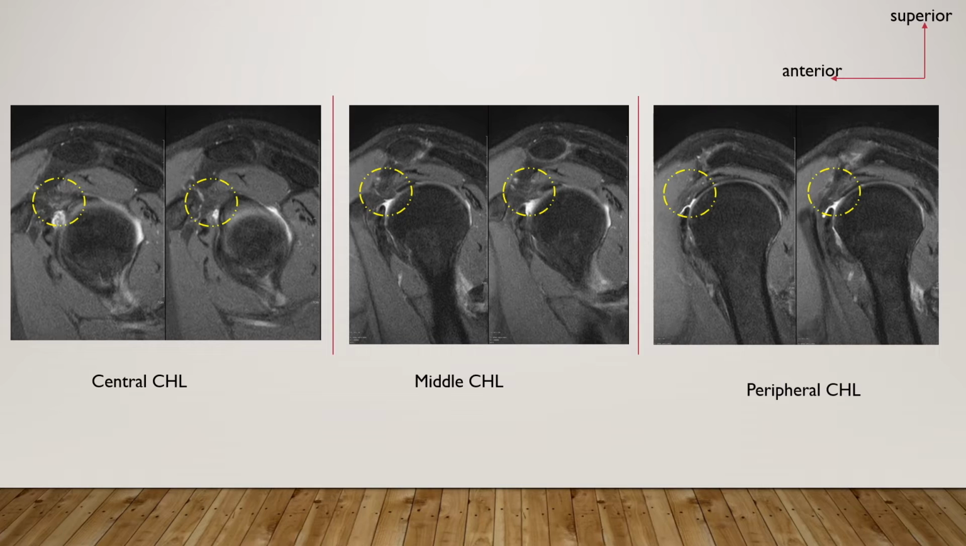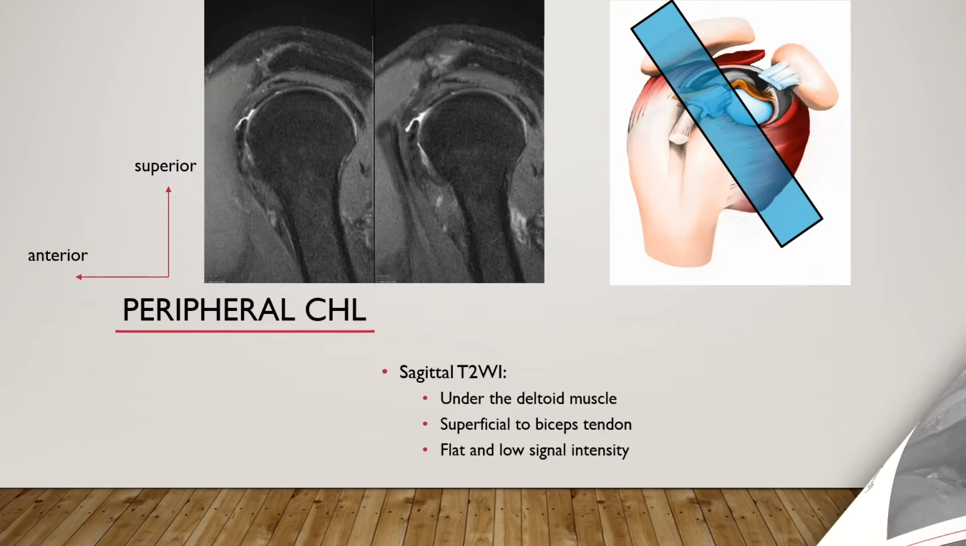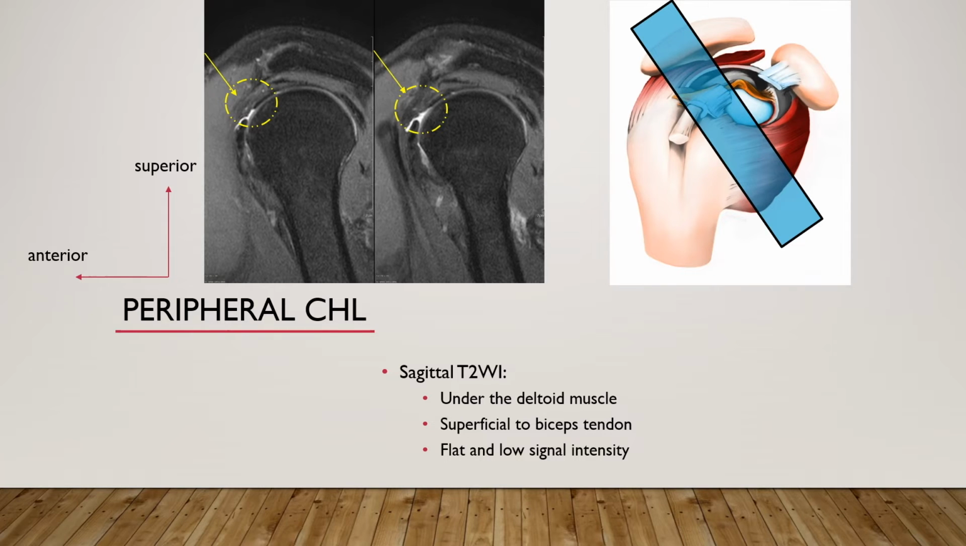Coracohumeral ligament is low signal intensity, but a slightly brighter signal intensity compared to the dark signal intensity of the biceps tendon. Let's take a closer look. Peripheral coracohumeral ligament is noted under the deltoid muscle, superficial to the biceps tendon, and it is flat and low signal intensity.